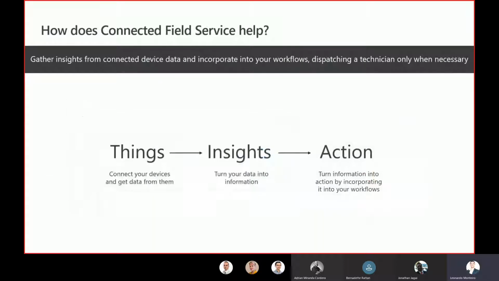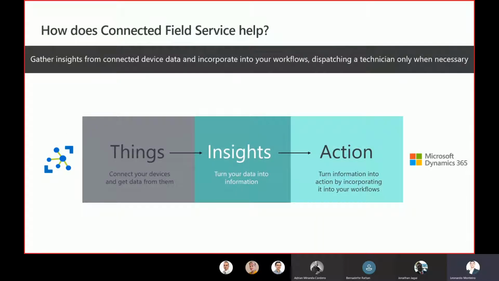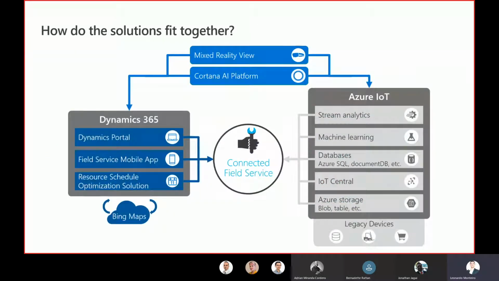And here in Connected Field Service we have the devices and all the things, and we have insights. You can get insights from that, and we can take actions. The actions are with us, in this part of Connected Field Service. We have the Azure part with IoT Central, which centralizes all the devices that you want to monitor. IoT Central gathers this information and sends it to Dynamics 365.